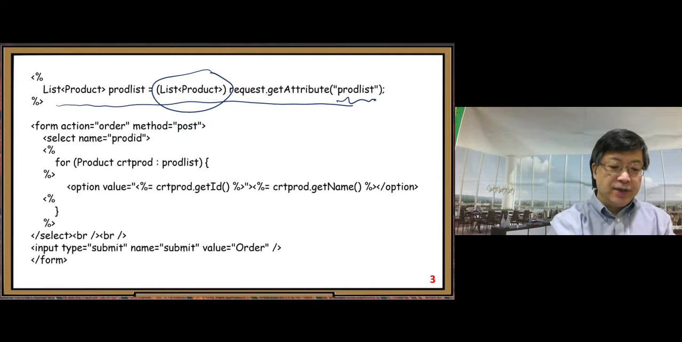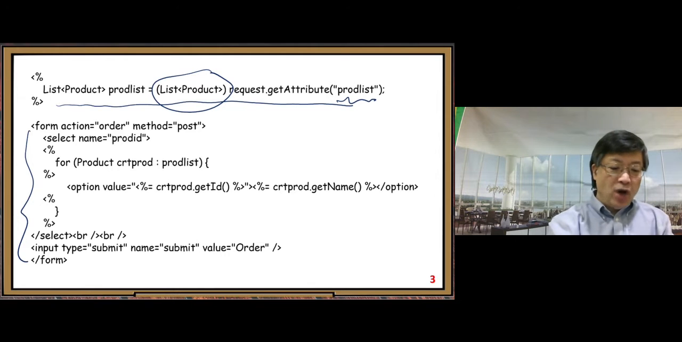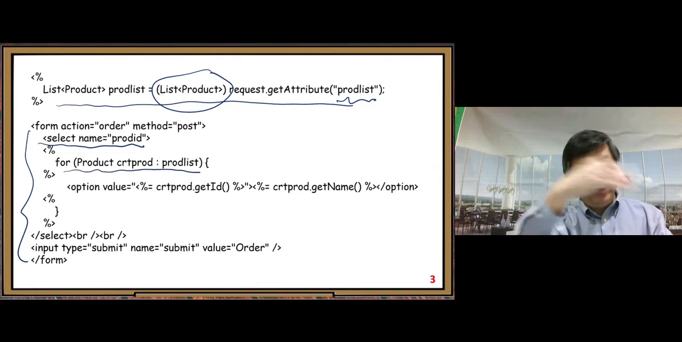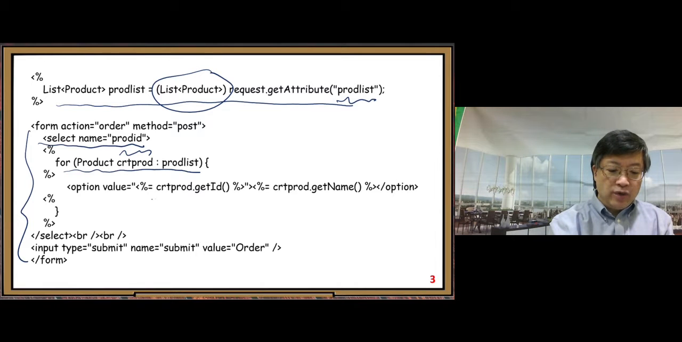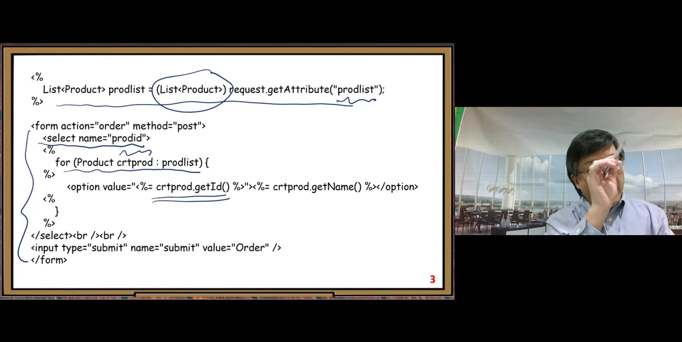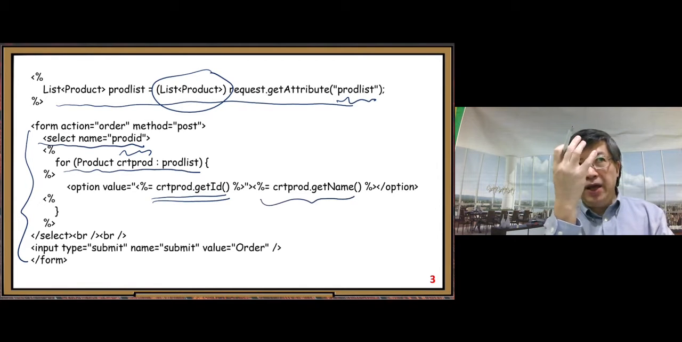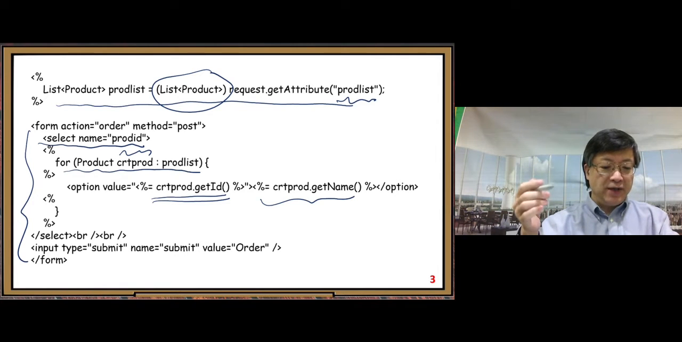Then, because later we need to use the HTML form to submit data, we put in an HTML form. Then the drop-down list, the select element. We use a for-each loop to go through the whole list. For each bean in the list, we retrieve the product ID as the value, and the product name as the display name. Then the submit button. So that's it.